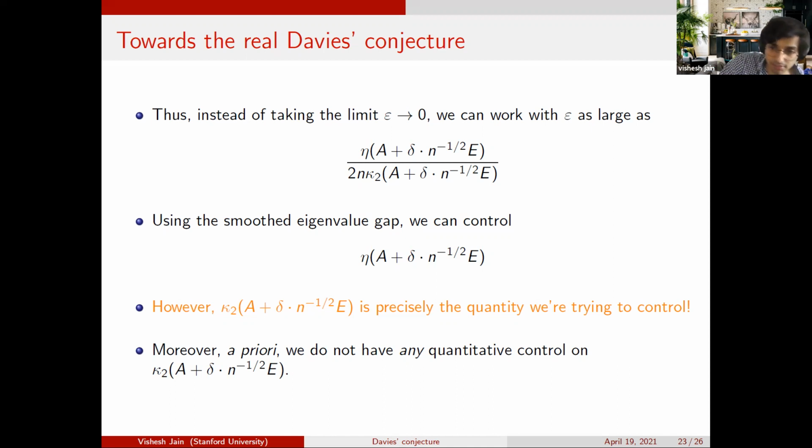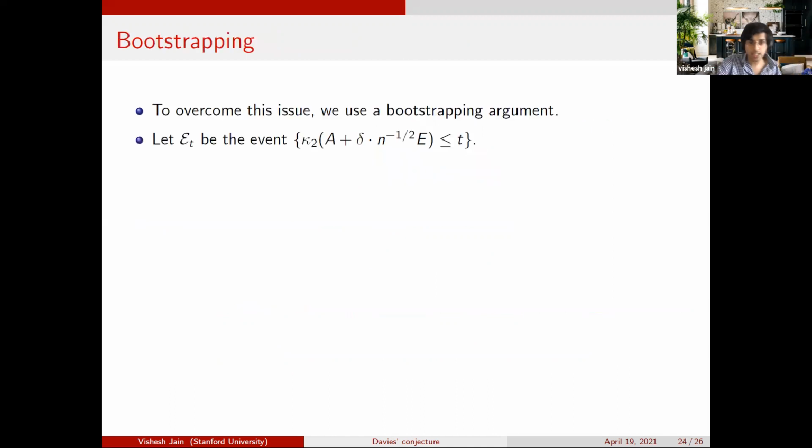Okay, so let me say what the final idea is. We have this quantity which is the 2 norm of the eigenvalue condition number. We want to control this thing, and we don't really know anything about it, right? So what we do is we use a bootstrapping argument. Let me look at the event, and remember, E is a random matrix, right? So the 2 norm of the eigenvalue condition number is a random quantity, and we're saying, let's look at the event that this guy is less than or equal to some number t, right?